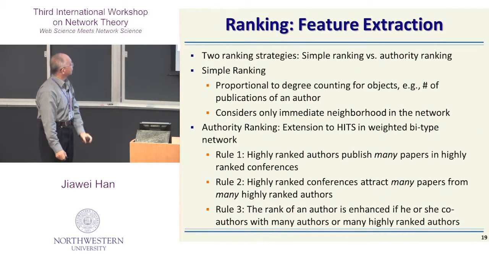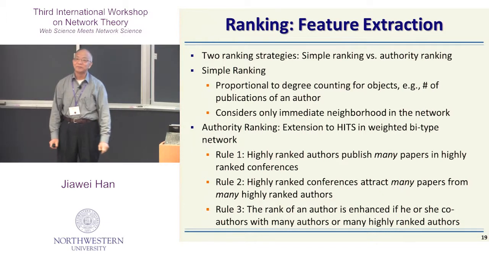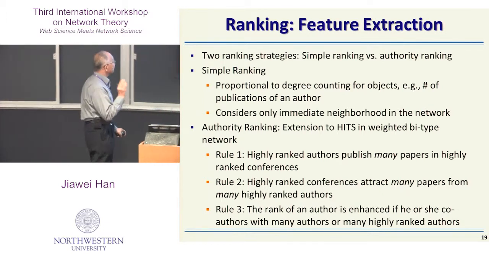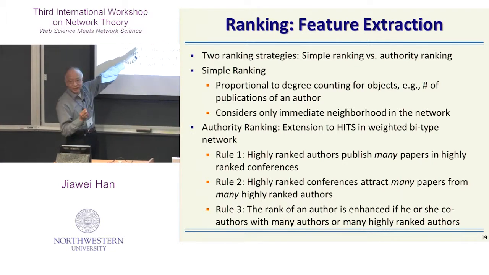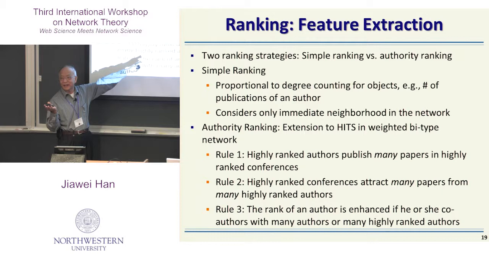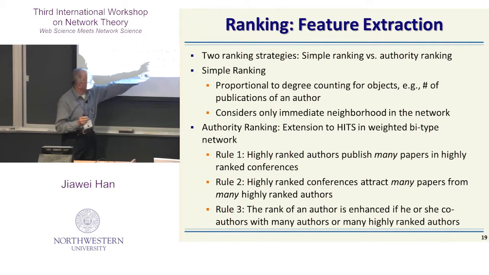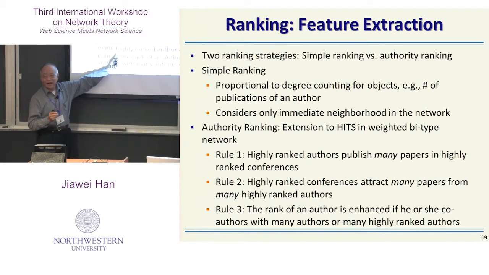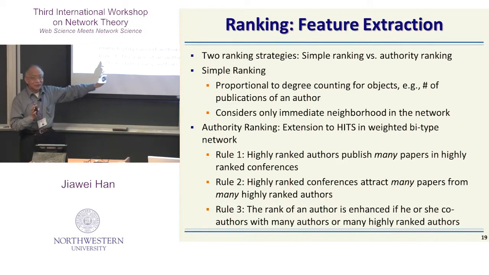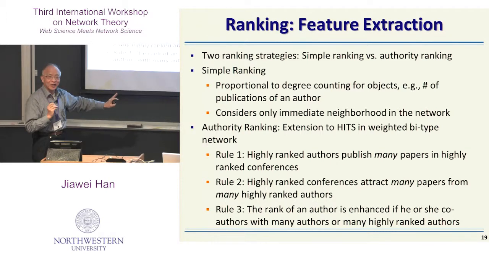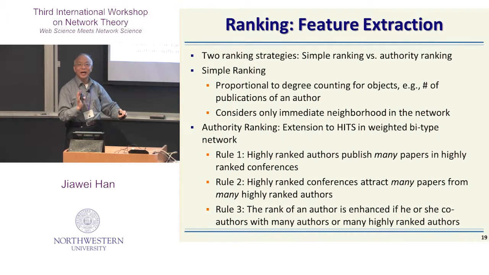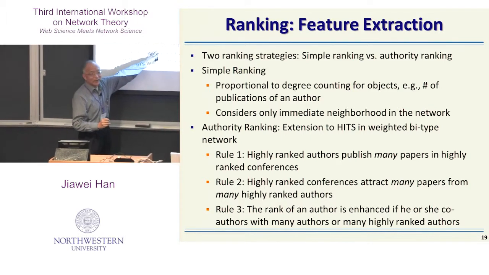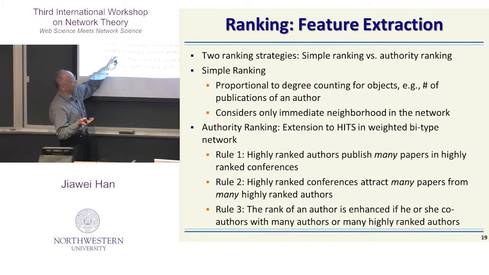Of course, you may ask, how do you rank them? We just put in some very simple rules. For example, highly ranked authors publish many papers in highly ranked conferences. But how do you know which conference is highly ranked? Highly ranked conferences attract many papers from many highly ranked authors. This double "many" is very important, because if your paper got rejected and you set up your own conference just to get your students in, that conference cannot be highly ranked. Other highly ranked authors will not join you, so you will not get this "many".